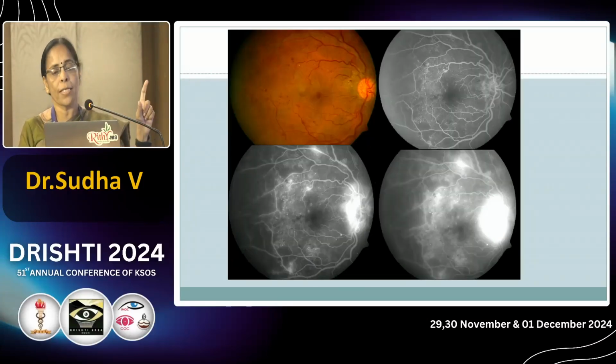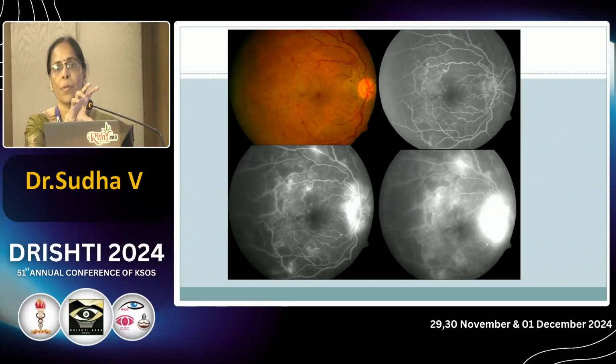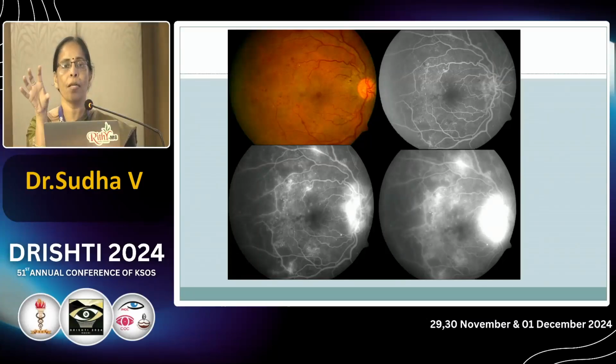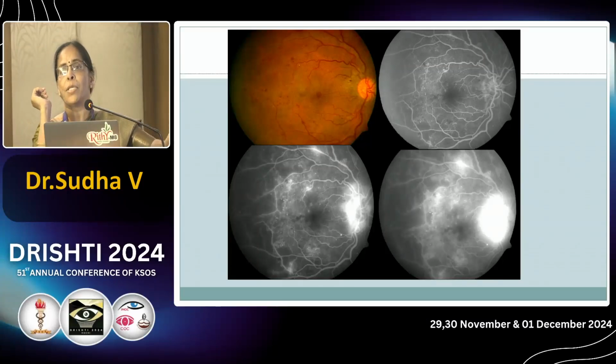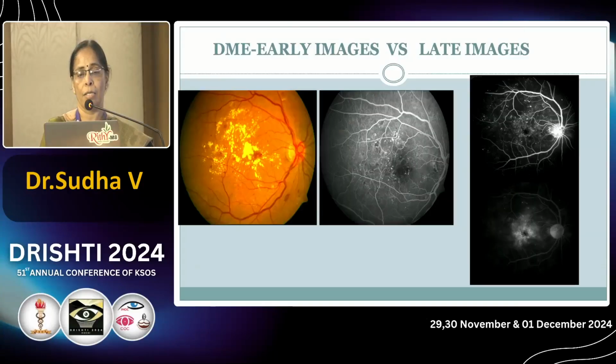So the first one is the color photo. The first picture is the early picture. The second picture is approximately a 3-minute picture, and the last picture is around a 10-minute picture. So what is it telling you? The subtle changes which are occurring along the time. So this one is neovascularization. The first picture is just showing you subtle changes, and it becomes much more active in the late stage.